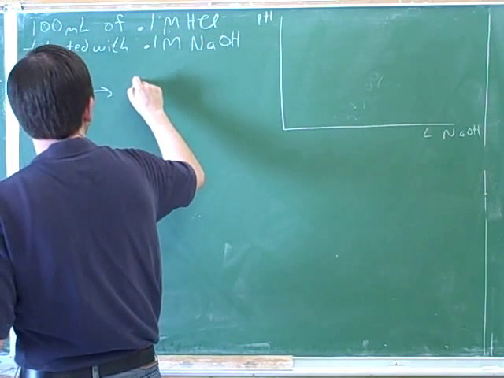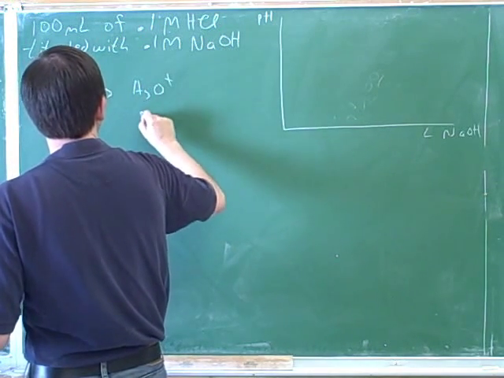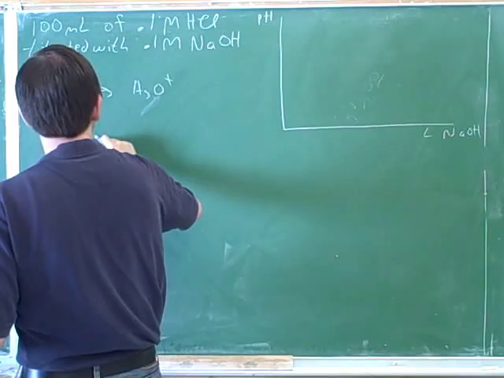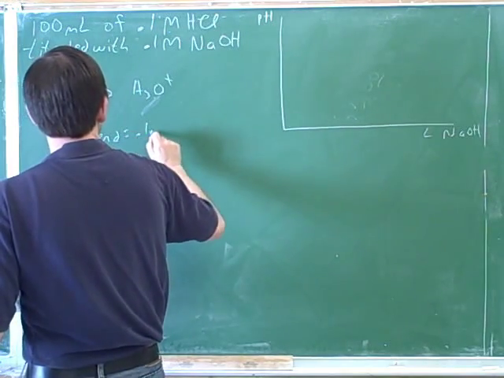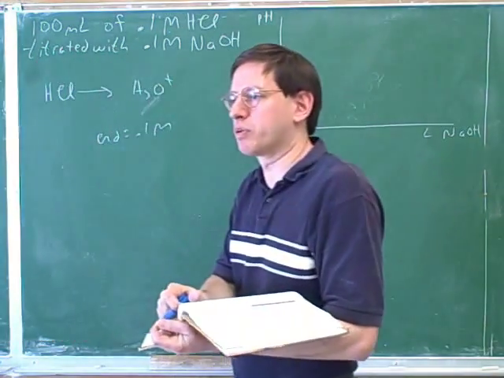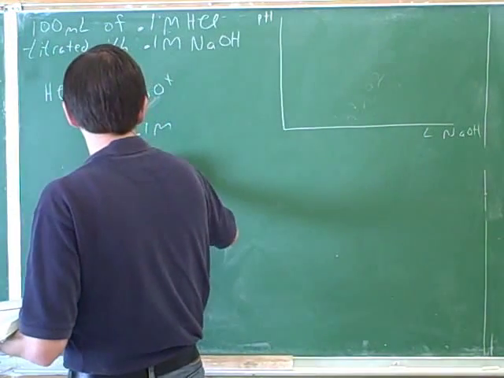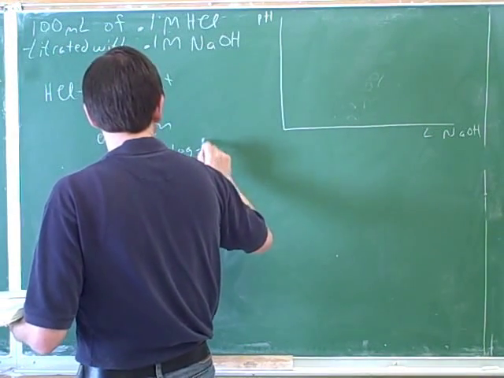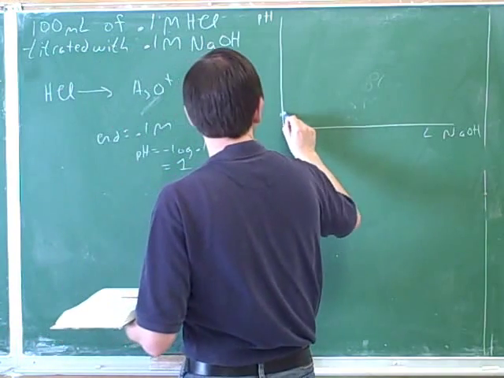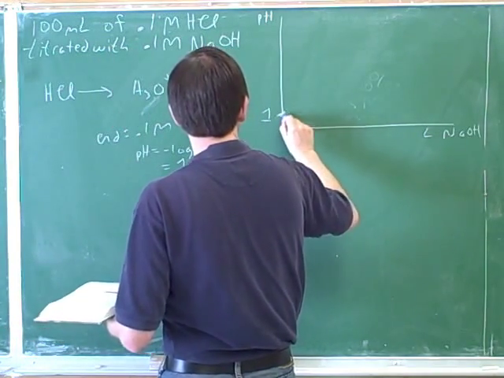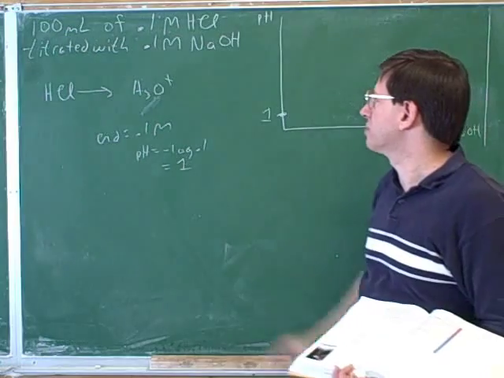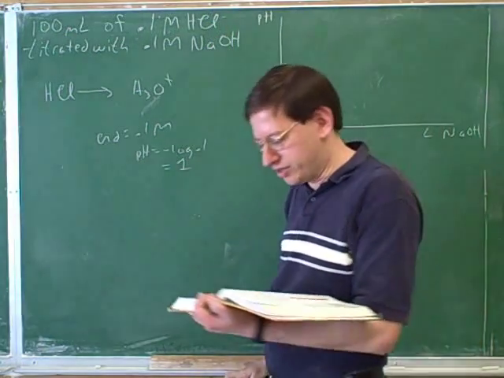This is going to produce, we're going to end up with 0.1 molar of hydronium. We already worked that out earlier. And then the pH would be the negative log of 0.1, which is 1. That was the case of a strong acid by itself that we've already learned how to do.